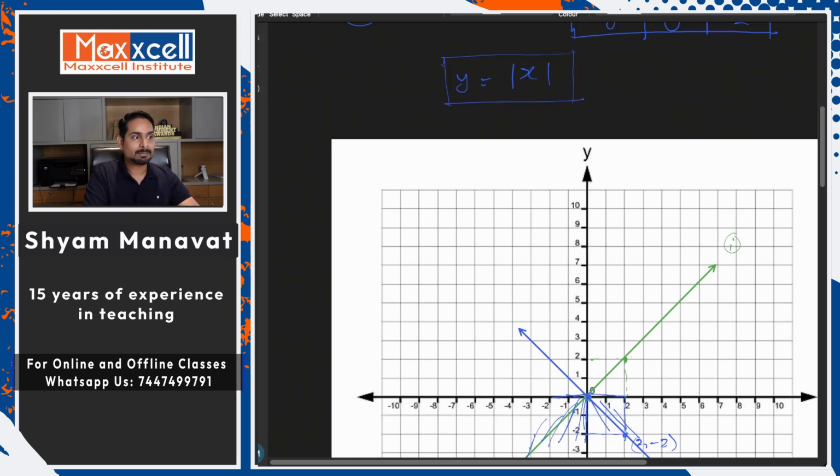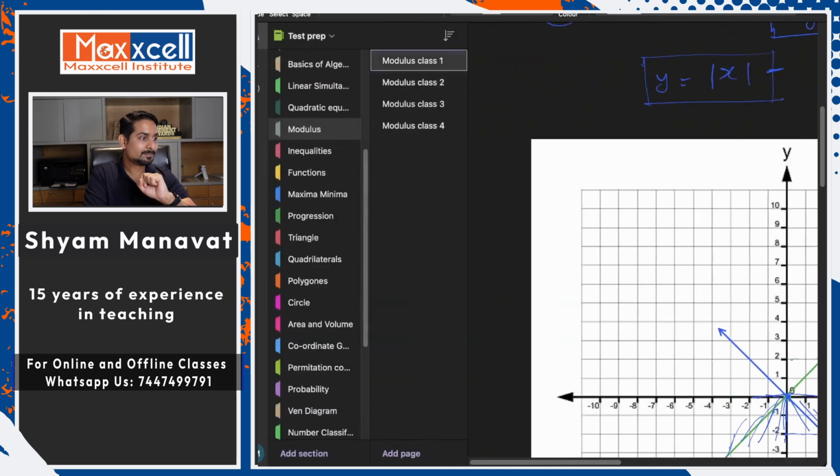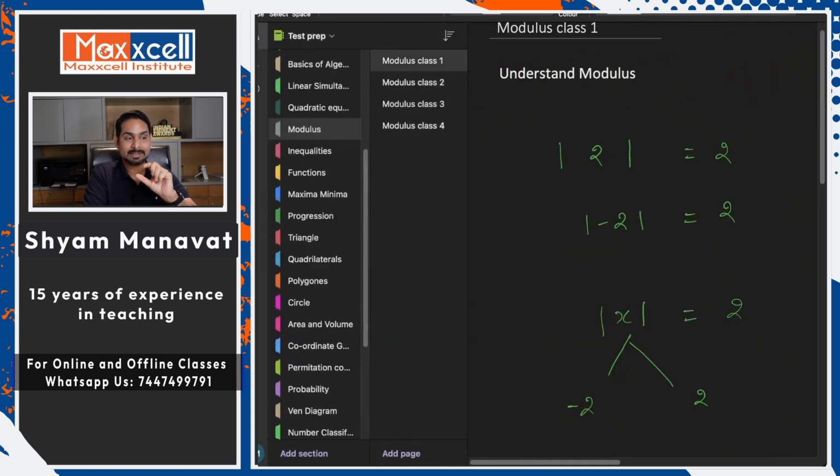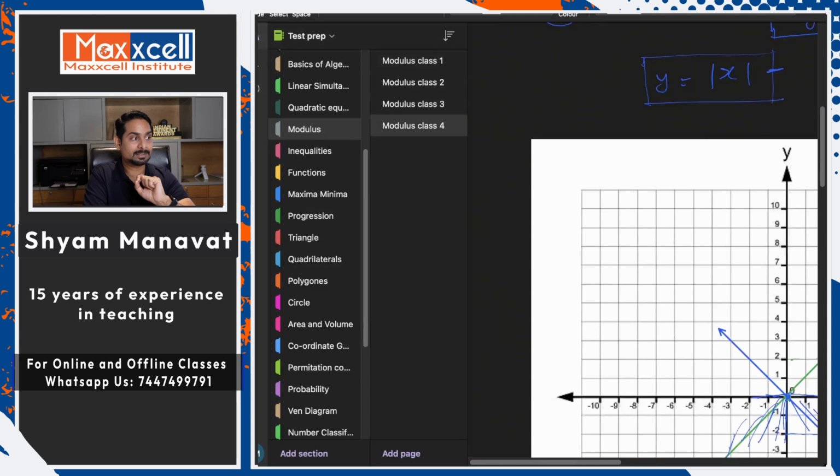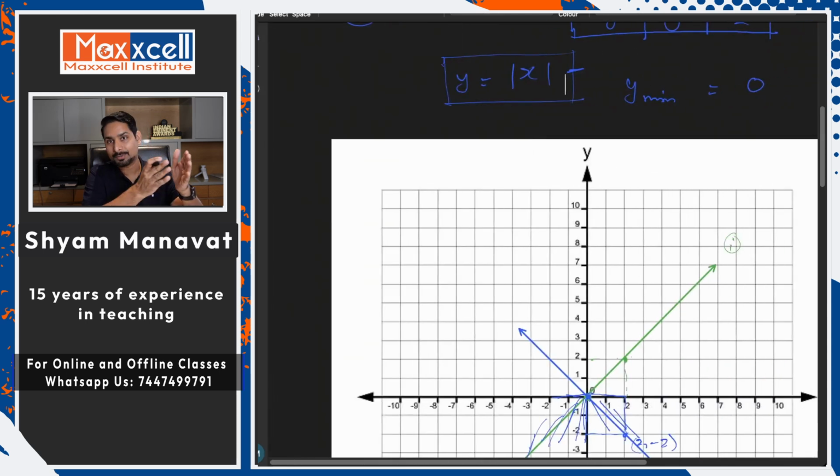Now think about it, the minimum value which y can take should be 0, because if you substitute x equal to minus 1 in the original equation, you are going to get the output as plus 1, right? So the minimum value in such a case will be 0. Please repeat modulus class 1 in case you are finding this confusing. And I hope if you have gone through that, it's pretty easy for you, right?